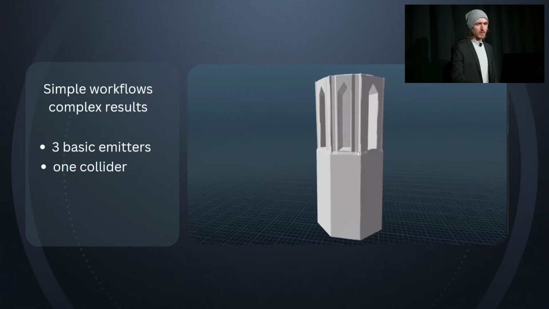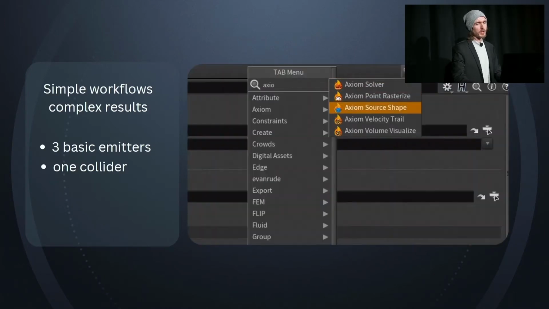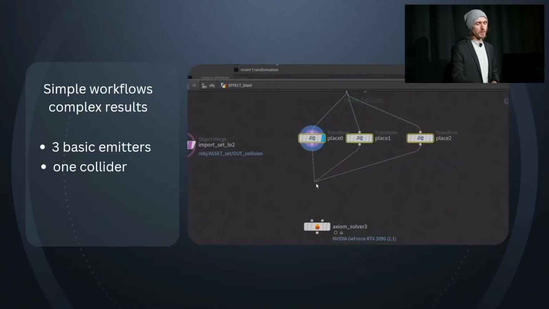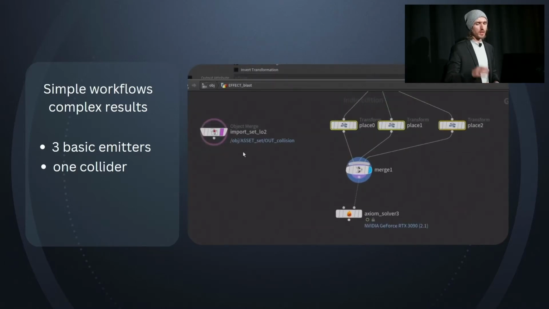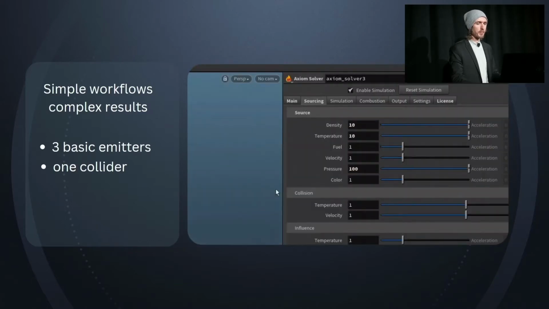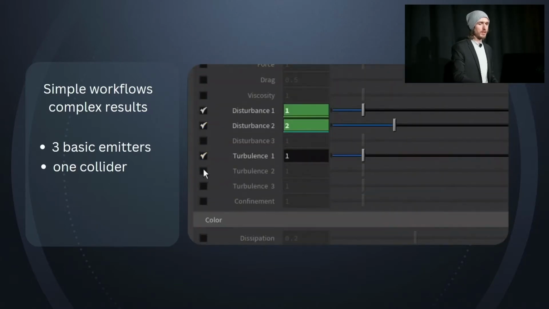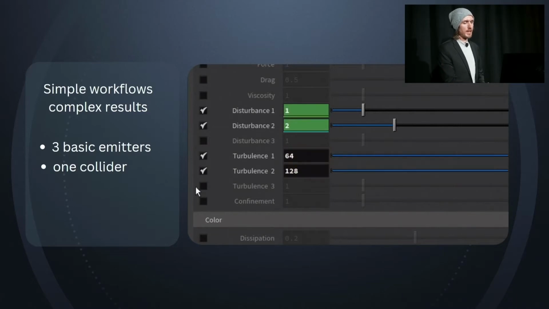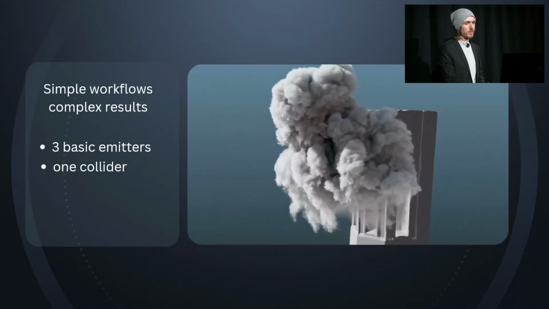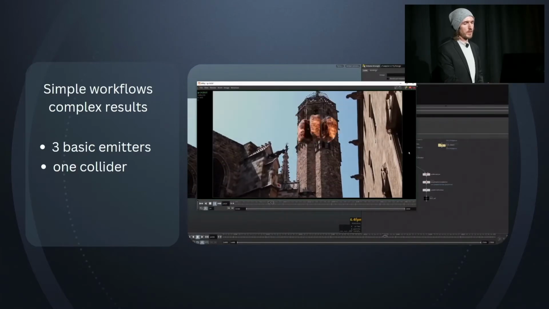So, like I said before, simple workflows, complex results. You can see here, I literally put down 3 Axiom source shapes, like just 3 boxes, merge them together, hook it into Axiom, you get something like this. And then you adjust temperature, you add some pressure, your turbulence, disturbances, and you pretty much get the final result that you saw in the video before. So simple workflows, complex results.